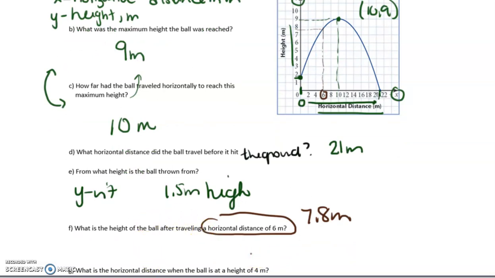Okay, and the same thing for G. What is the horizontal distance when the ball is at a height of 4 meters? So we go to the height of 4 meters, and we draw a line over to the graph, and we get a horizontal distance of 2 meters. However, we're not actually done because it hits the height of 4 twice. So keep going. When did we hit the graph again? Well, at 18 meters. Okay, and that's how we read a graph.